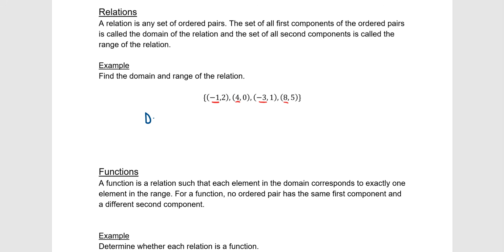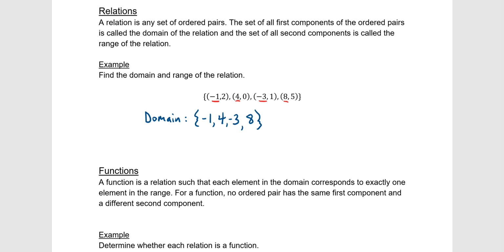For the domain, it is a set, so it's going to be a squiggly bracket, and it's going to be all of those numbers that I have underlined. So -1, 4, -3, and 8. And now for the range, it's going to be all of the second components here. So the range is 2, 0, 1, and 5.